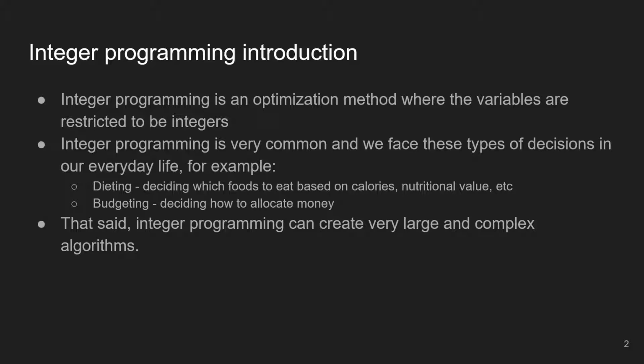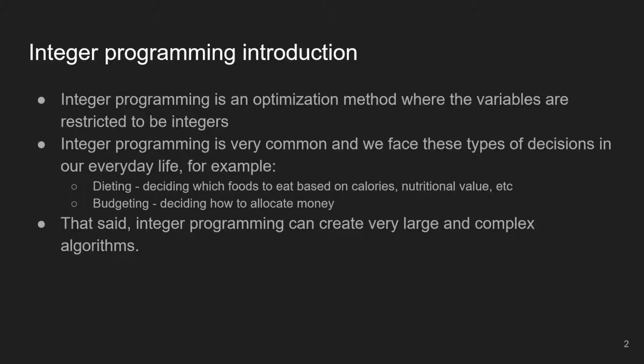Just a quick introduction on what integer programming is. Integer programming is an optimization method where the variables are restricted to be integers. These are very common, and we face these types of decisions in our everyday life. For example, dieting and deciding which foods to eat based on calories or nutritional value. Budgeting is also another good one. You have to decide how to allocate money.